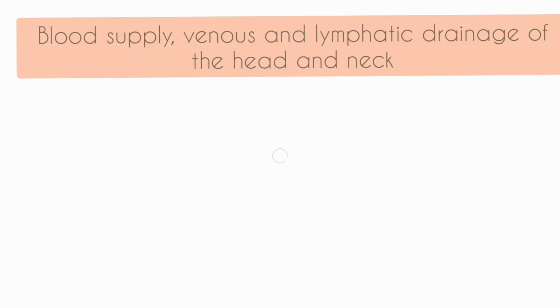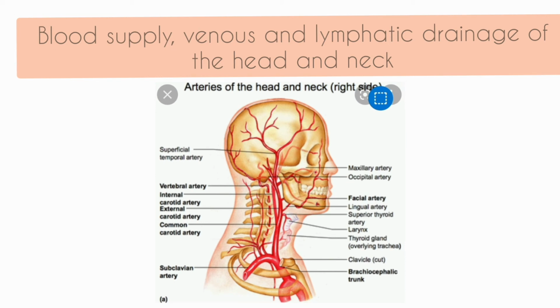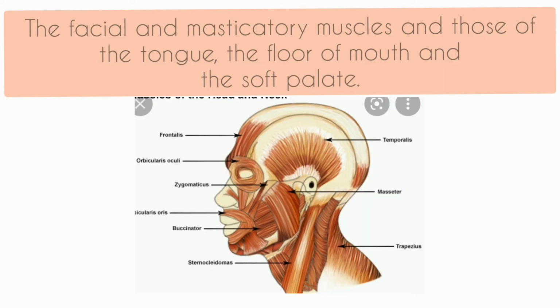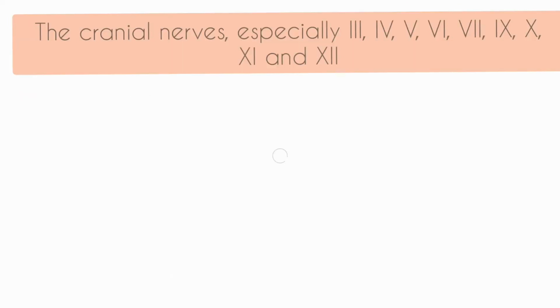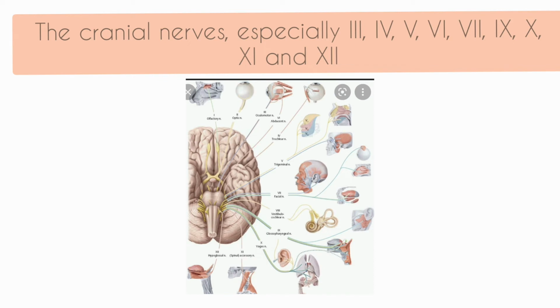Applied anatomy. Blood supply, venous and lymphatic drainage of the head and neck. The facial and masticatory muscles and those of the tongue, the floor of mouth and the soft palate. The cranial nerves, especially III, IV, V, VI, VII, IX, X, XI and XII.